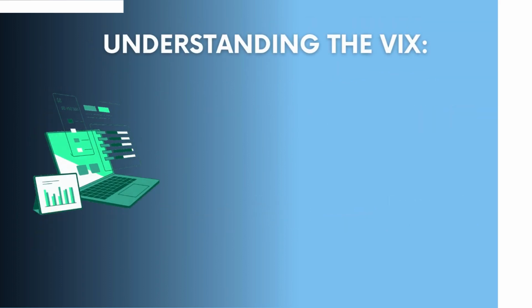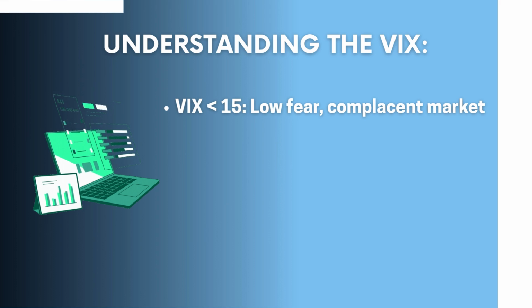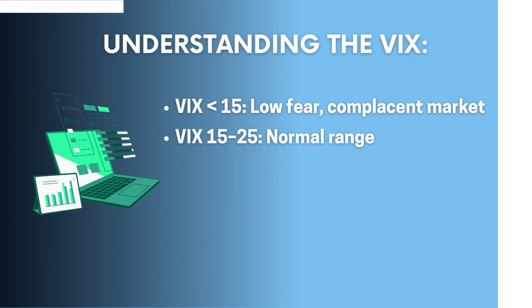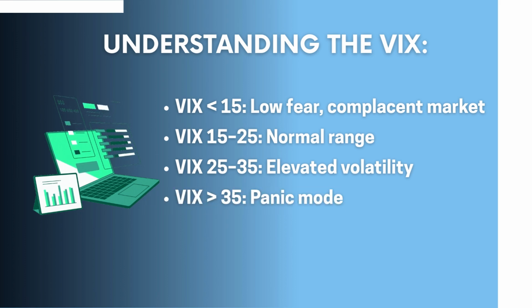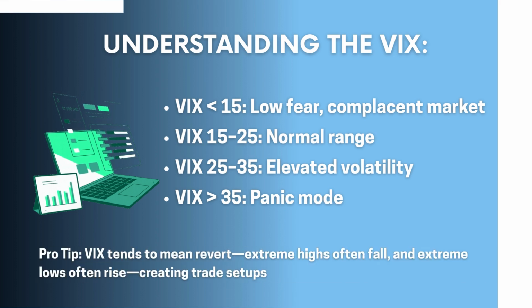Understanding the VIX. VIX less than 15: low fear, complacent market. VIX 15 to 25: normal range. VIX 25 to 35: elevated volatility. VIX greater than 35: panic mode. Pro tip: VIX tends to mean revert. Extreme highs often fall, and extreme lows often rise, creating trade setups.